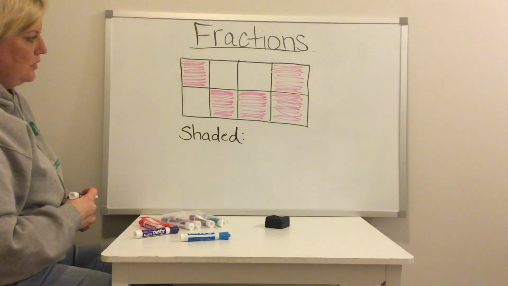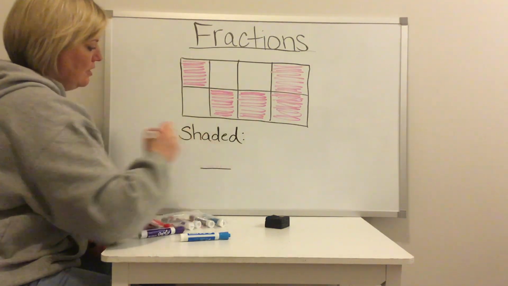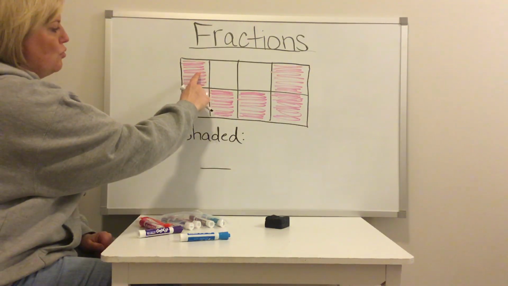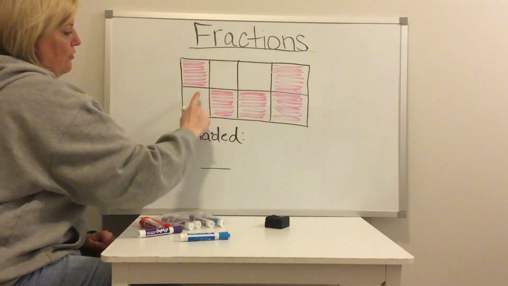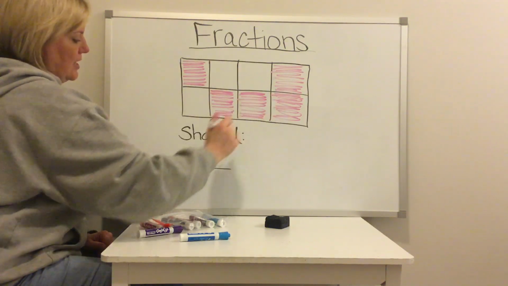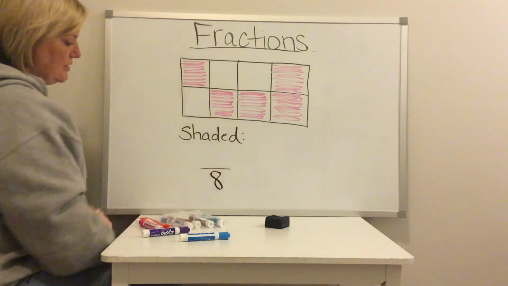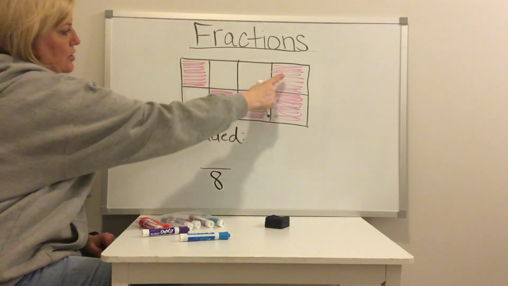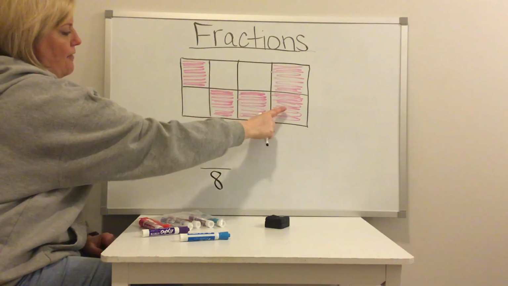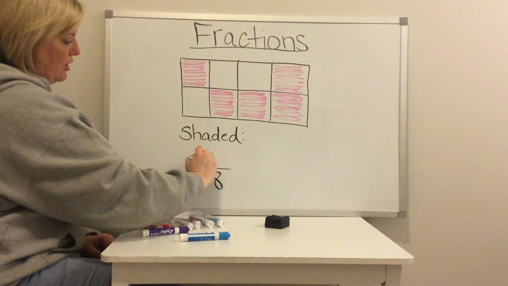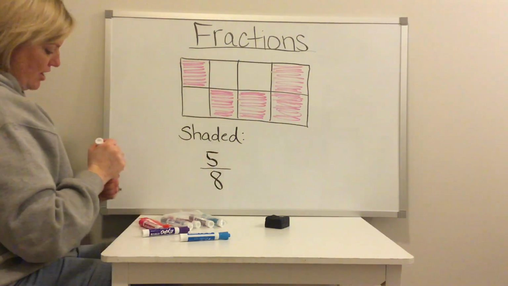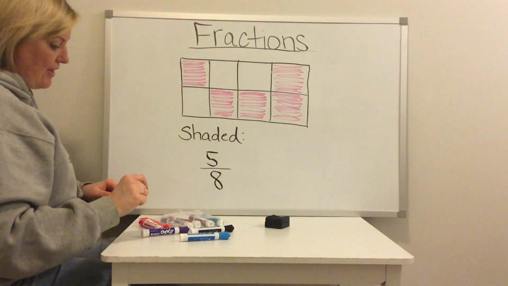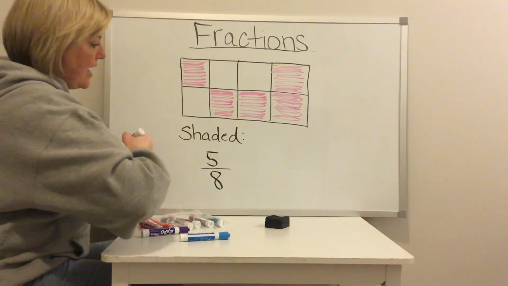All right, my denominator is going to be how many pieces I have all together. So 1, 2, 3, 4, 5, 6, 7, 8. This is divided into 8 pieces. And then the shaded pieces, there are 1, 2, 3, 4, 5. So my numerator would be 5. So the fraction for the shaded area of this is 5/8.